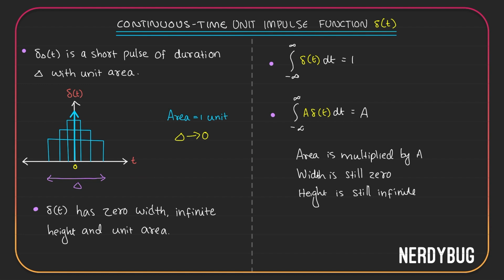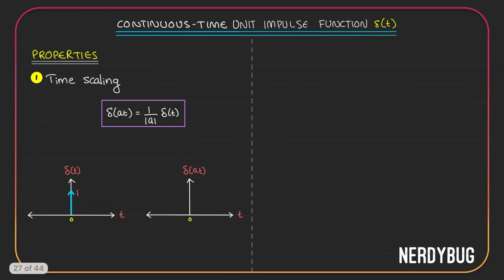Now, like I said, let's move on to some properties of continuous time unit impulse function. First one is time scaling. I've already given you the relation delta of AT will be 1 by mod A delta of t. Don't worry, I'll give you the proof. First, let's take the magnitude of delta of AT. We know magnitude of an impulse function is the area under the graph, and area under the graph is found by taking integration. So this will be minus infinity to infinity. I have to integrate delta of AT dt.